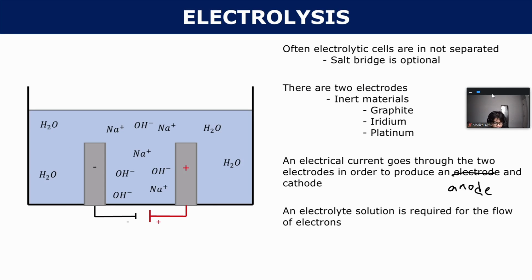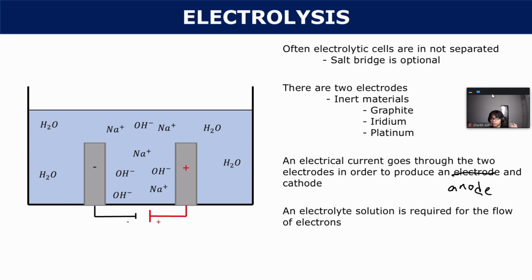Well, what we do is that we put in an electrolyte solution. The electrolyte solution is necessary for the flow of electrons. Electrons can't flow through water. Water is a very good insulator. But on the other hand, if you add an electrolyte solution, you allow the flow of electrons. And we need that in order to close the circuit.